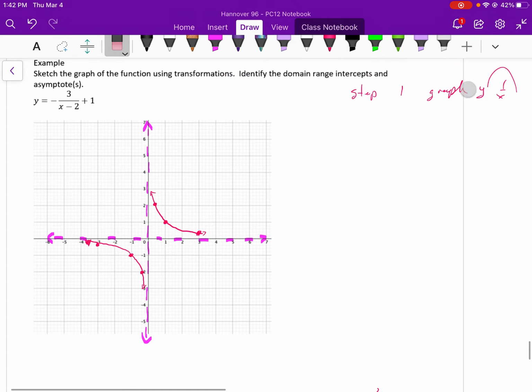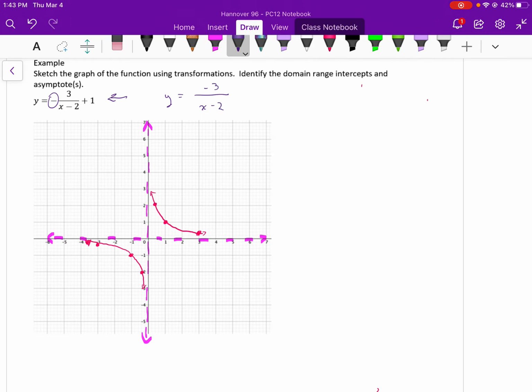All right. Let's get started here. Step 1, graph the hyperbola. Good, I did. So if I take a look at this function, what do I see? There's a negative in front. If you want, you could write this out as -3 over x minus 2, plus 1.